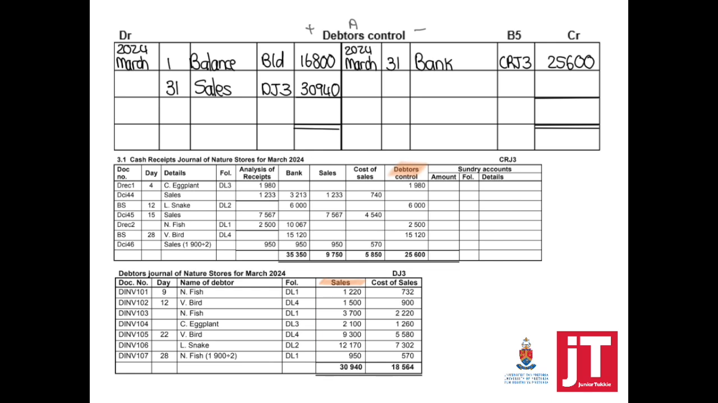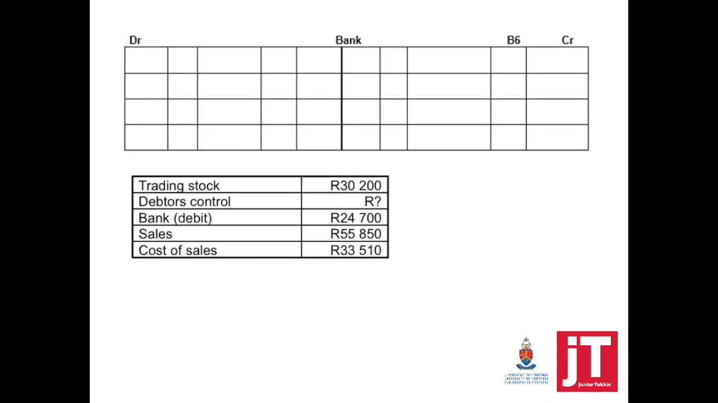Now we can balance this account. To balance this, take the debit side and add it together. It must be equal to the credit side. Minus 25,600 means that the balance of the debtors is 22,140. Balance carried down means balance brought down. This must be the same as the balance in the debtors list.